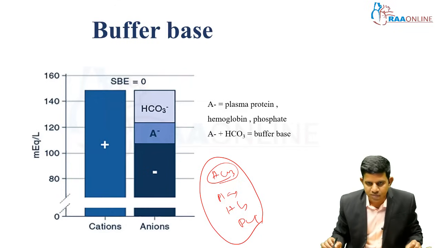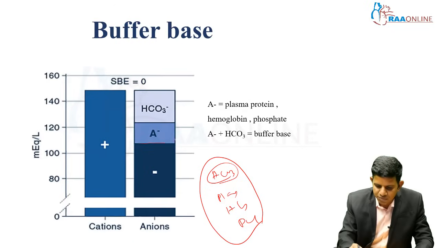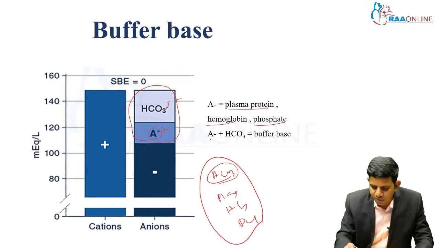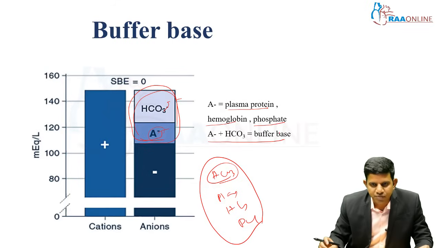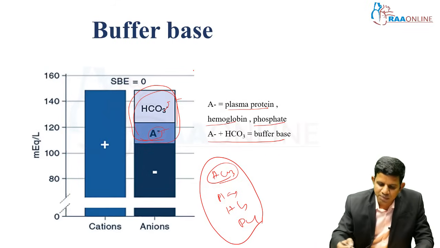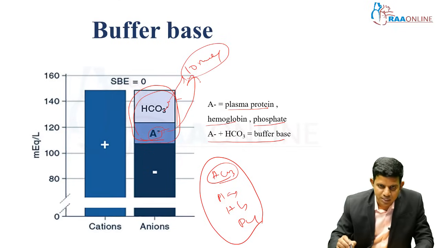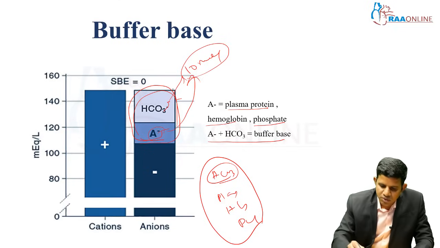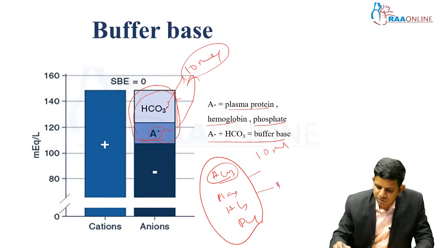Okay. The bicarbonate level, for example, you see here, this is my buffer base. Bicarbonate level plus A minus, which is the other non-carbonic buffer system, our plasma protein, hemoglobin and the phosphate. So, the A minus and the bicarbonate together are called the buffer base. If, for example, I add 10 moles of acid to the patient's body, all of this acid is neutralized by the bicarbonate or by A minus, the non-carbonic buffer system. So, the total buffer base will decrease by 10 moles, whether it is bicarbonate or A minus.